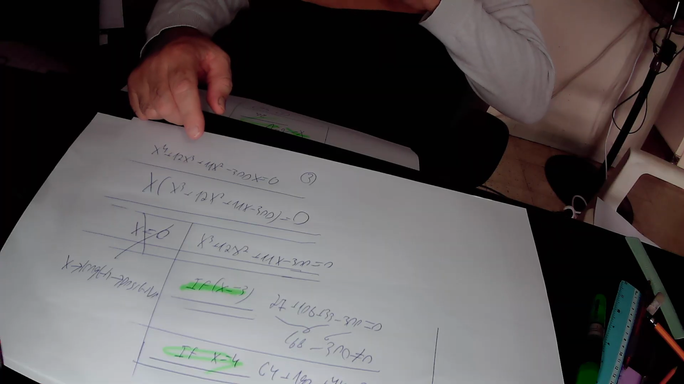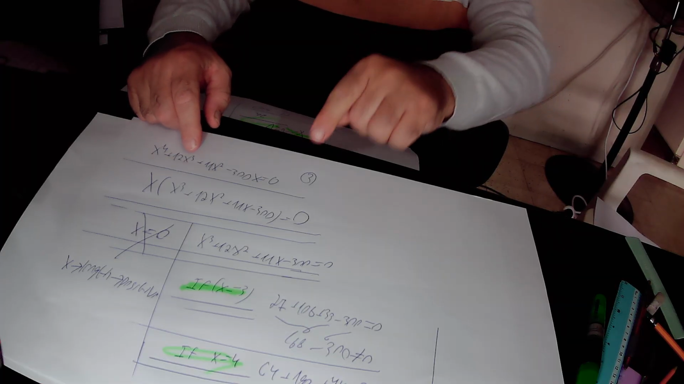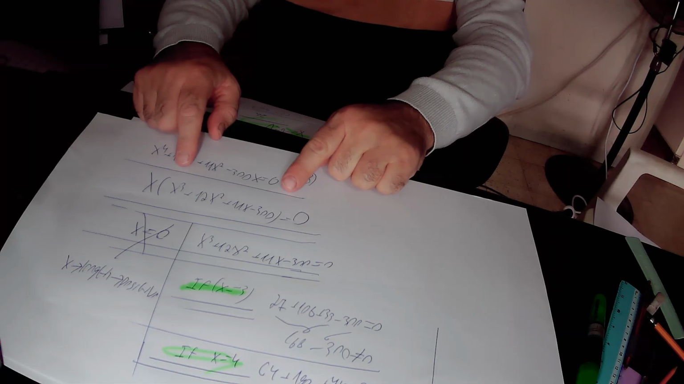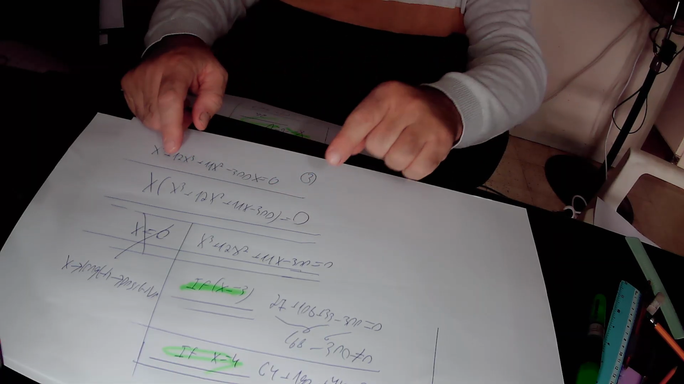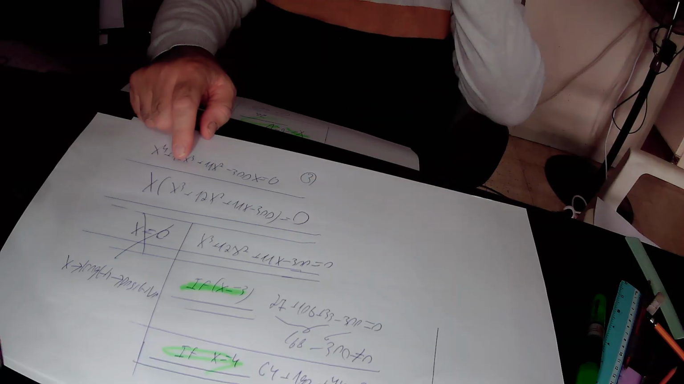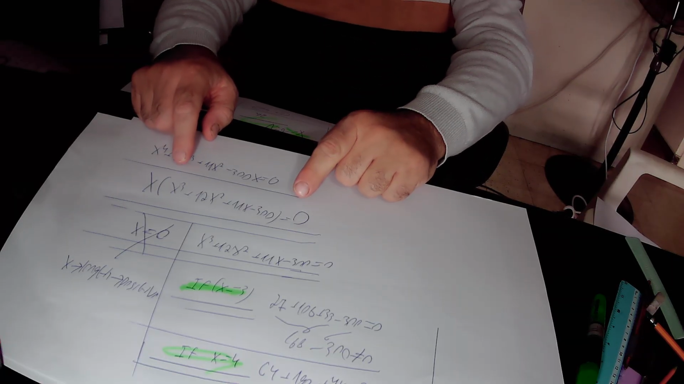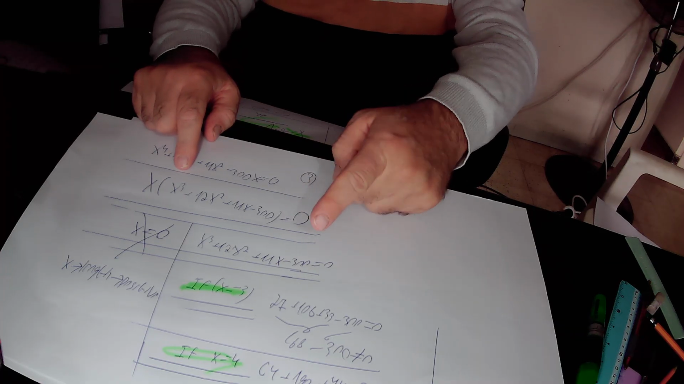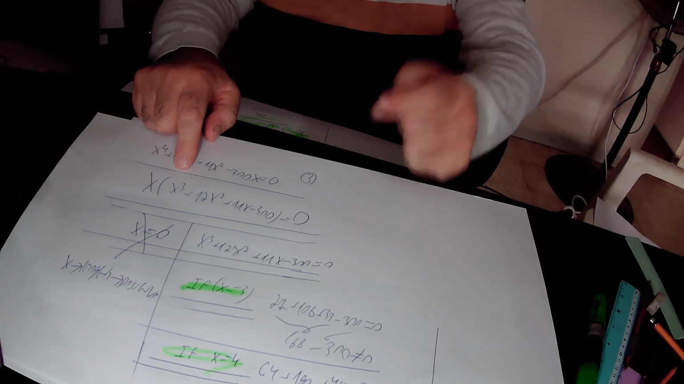The other solution to this equation, the second solution, is that if the expression inside the brackets equals 0, then 0 times x is 0. You get that 0 equals 0. So the second solution to this equation is that this expression equals 0. That is to say, x cubed plus 12x squared plus 11x minus 300 equals 0.